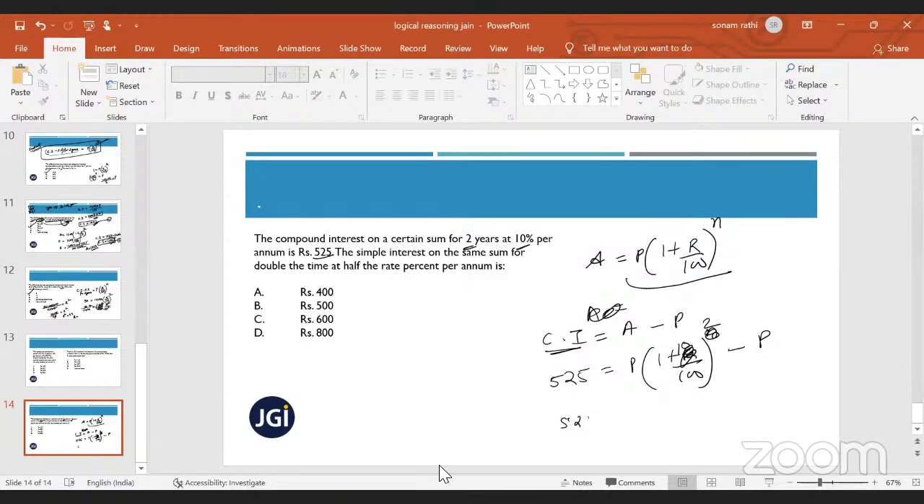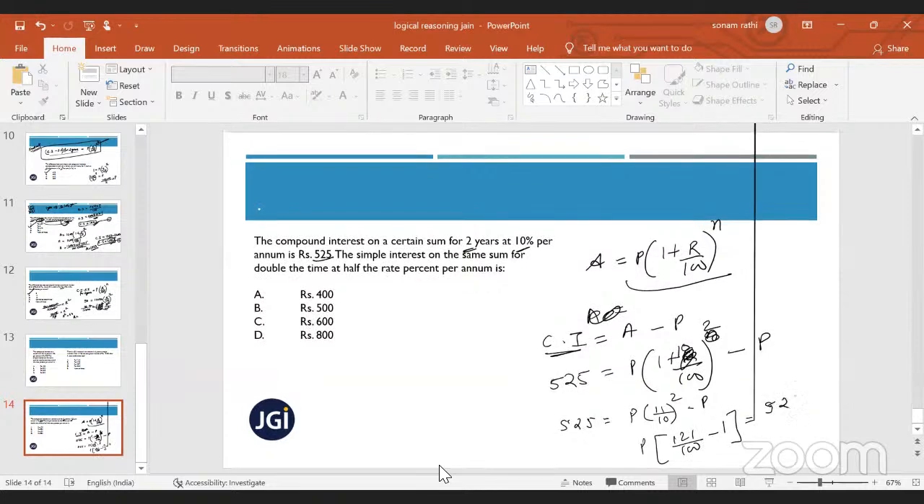So 525 is equal to P into 110 by 100, so it means 11 by 10 whole square, minus P. Take P common. So 11 square is 121 upon 100 minus 1 is equal to 525. 121 minus 100 upon 100, 21 upon 100. So P bracket 21 upon 100 is equal to 525. P is equal to 525 into 100 by 21. Correct? Calculate the principal. How much principal will you get?